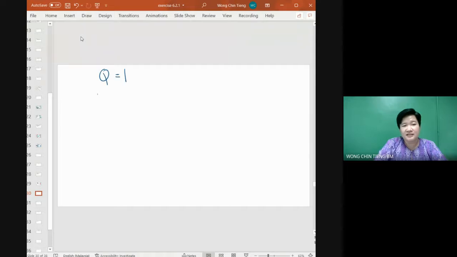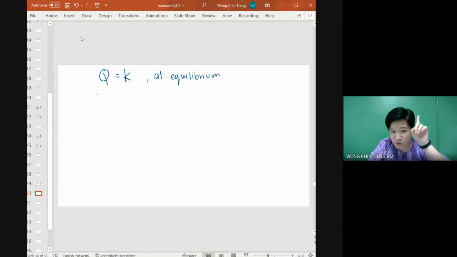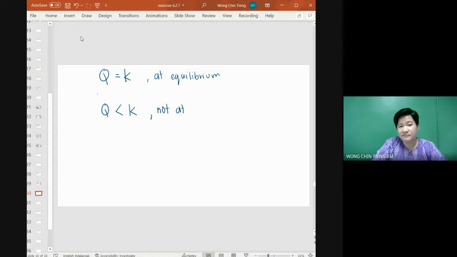Sayang, bila kita dah kata Q yang kamu kira sama dengan K, K tu equilibrium, dah sama, at equilibrium. Duduk diam-diam tak payah buat apa. Because we want to achieve only one thing. We want to achieve equilibrium. Okay? Q less than K. Obviously not at equilibrium. Tak sampai.